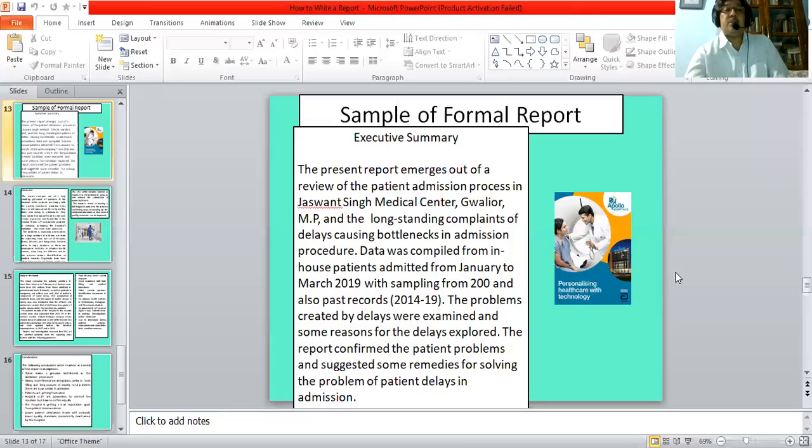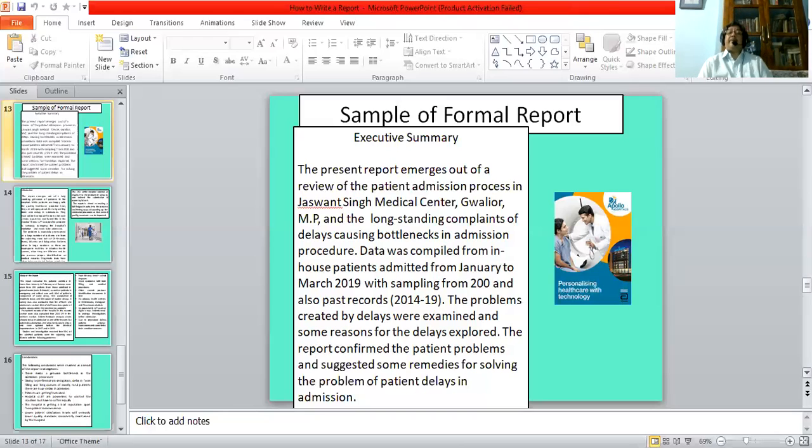Okay, fine. So the problem is about patient delays in admission. People have been complaining. There has been data compiled from sampling of representative data from 200 patients admitted between January and March. Also, looking at past records for the last 5 years, 2014 to 19. Some remedies are also suggested. Fine, this is the summary.